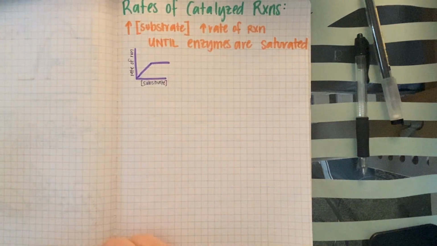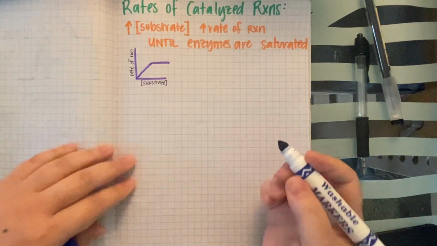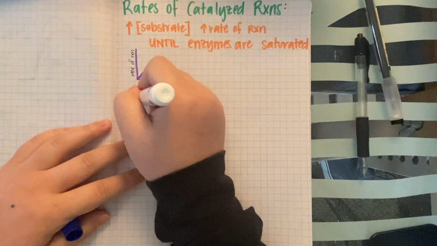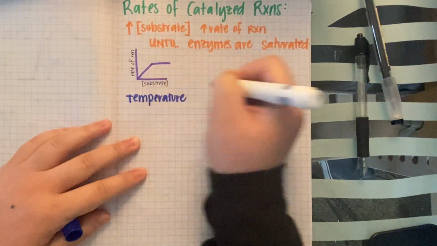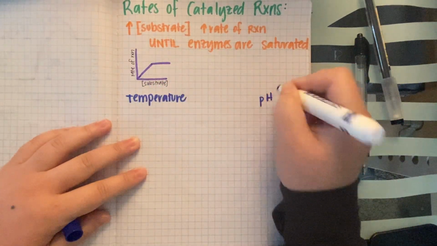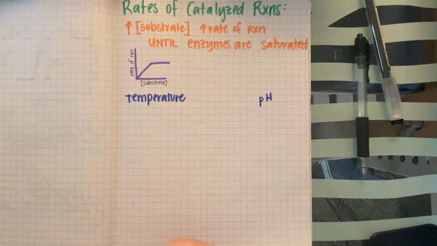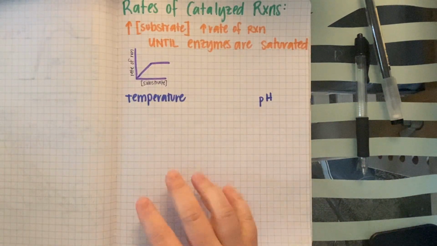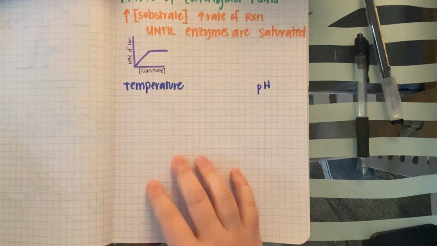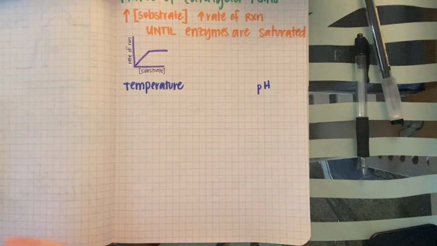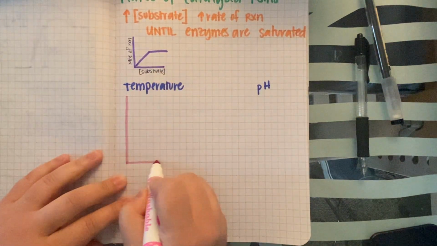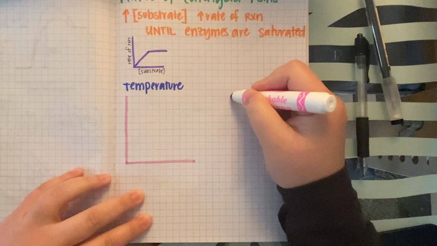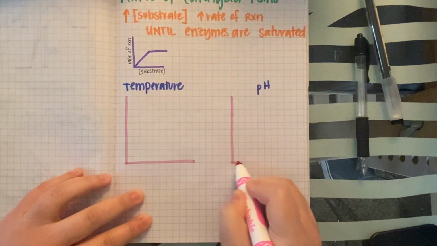Two other factors that influence the rate of our reaction are temperature and pH. So let's do temperature. And then we'll do pH over here. Generally, as you increase temperature, things move faster, so you have more collisions. So you're going to have a faster reaction rate. So let's draw our axes again. Let's just draw our axes for pH while we're here.